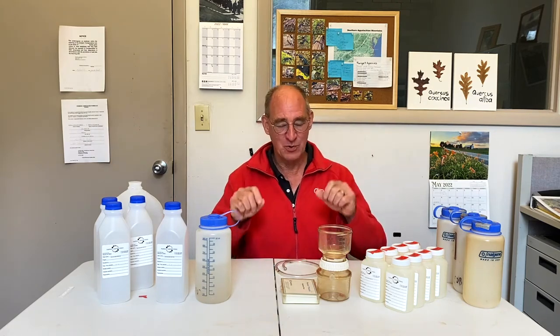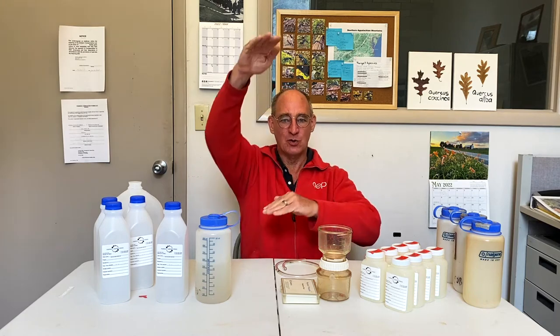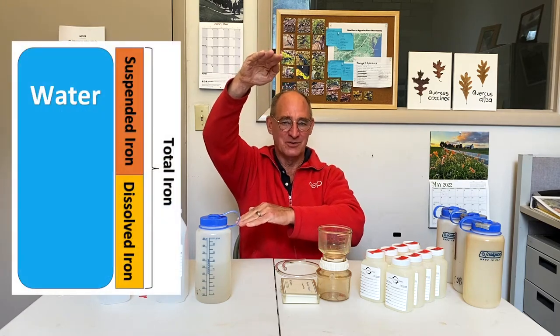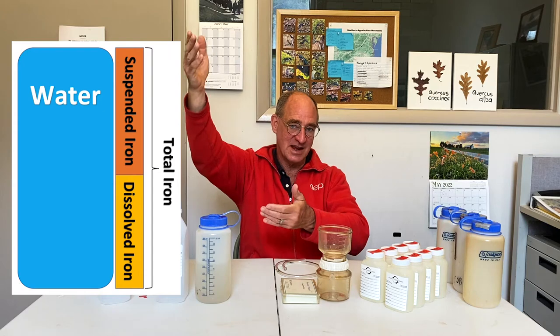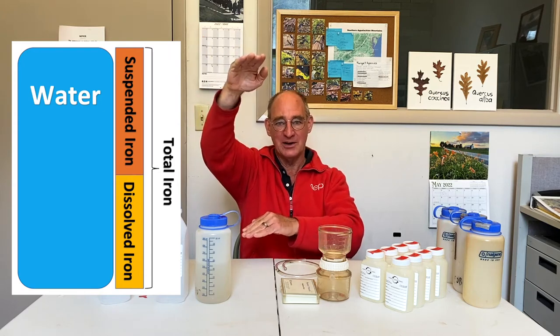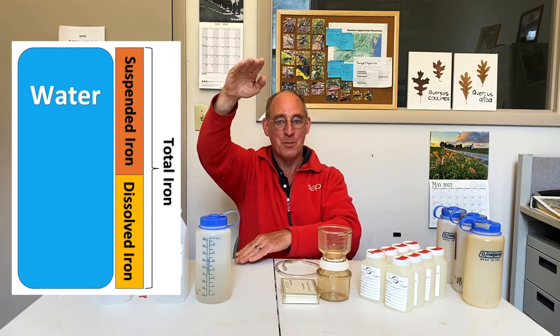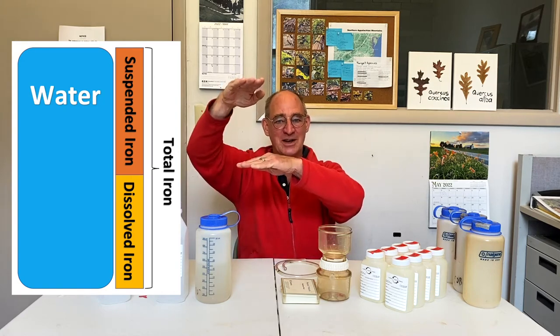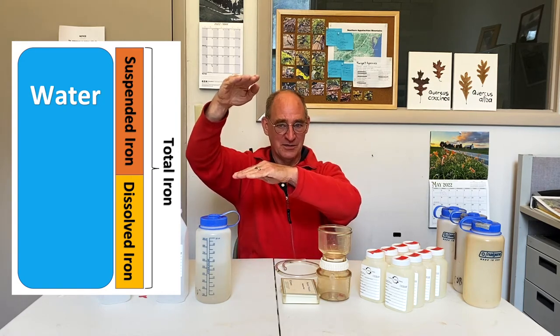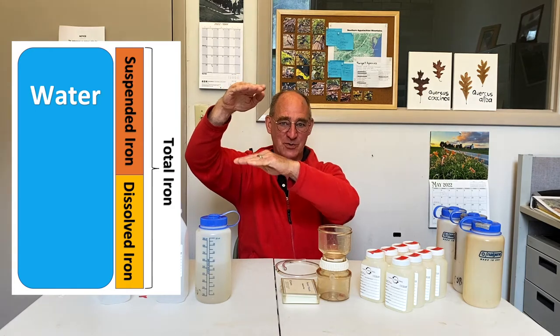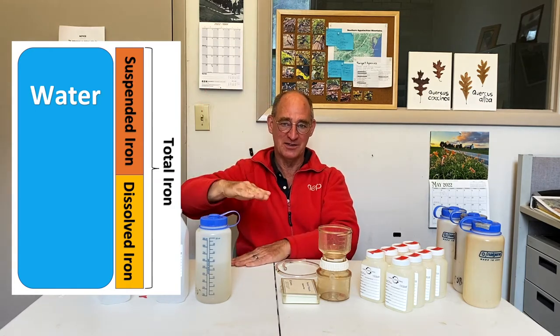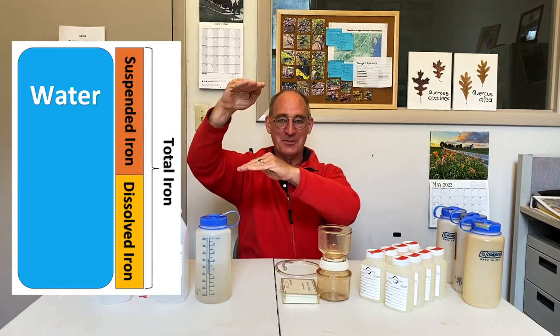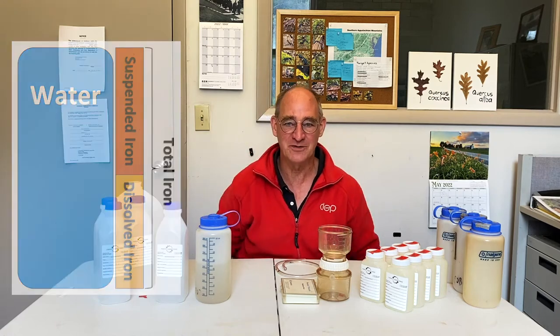And there's a math equation here. We've got total material. Let's say iron, for example. Total iron, and then a portion of that is dissolved. Well, the portion that isn't dissolved, the portion between total and dissolved, we'll call suspended. So we have total iron, dissolved iron, and suspended iron. Why do we need to know the difference?